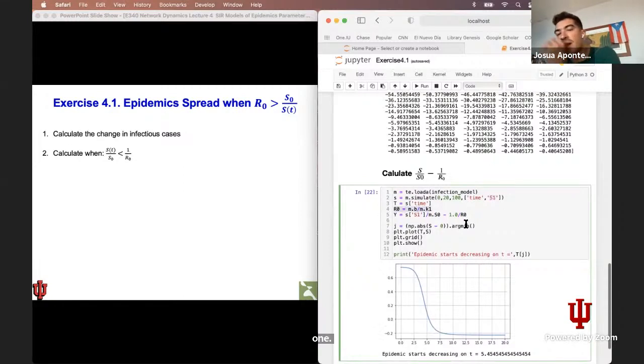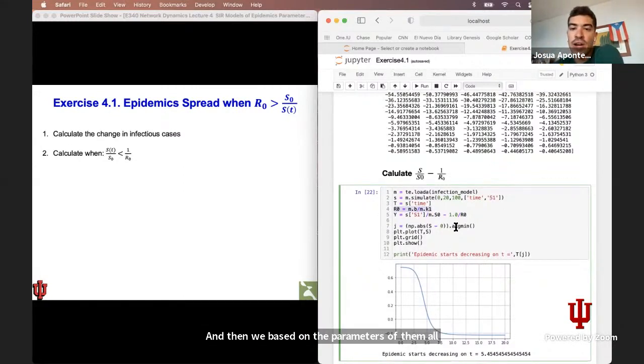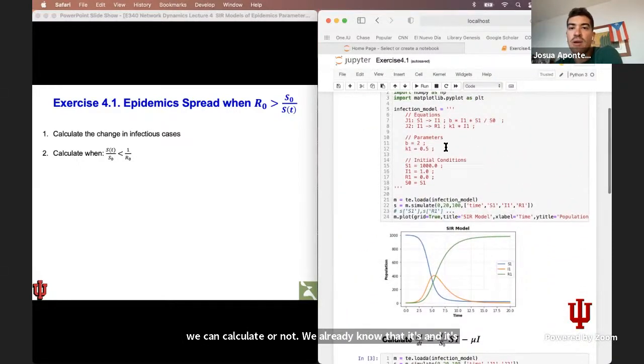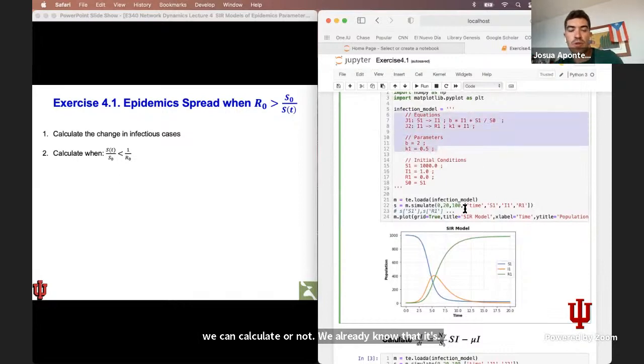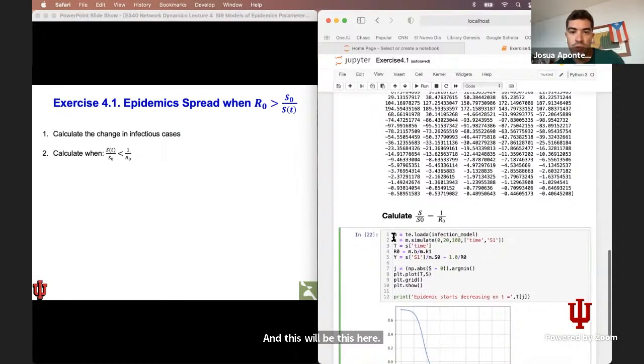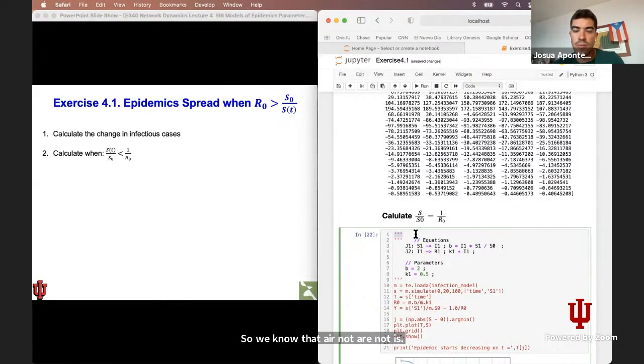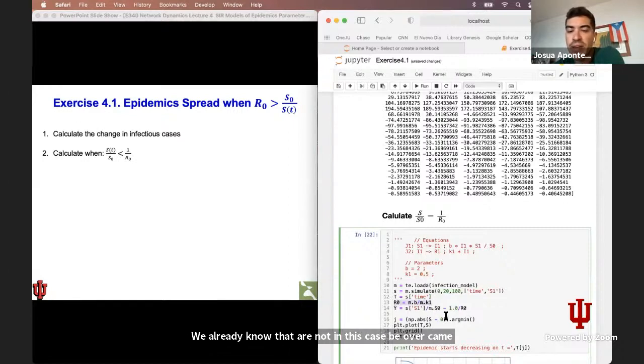And then based on the parameters of the model, we can calculate R naught. We already know that it's N. Let's copy this from here. This is going to be useful down here. So we know that R naught, in this case, is B over K1. This is what I'm calculating here.